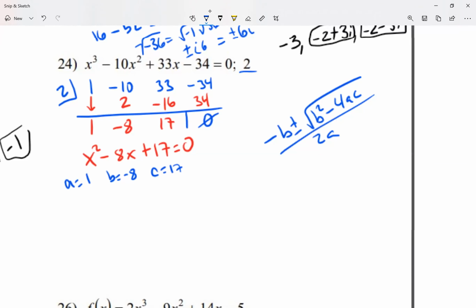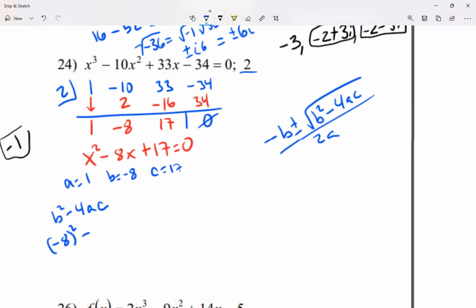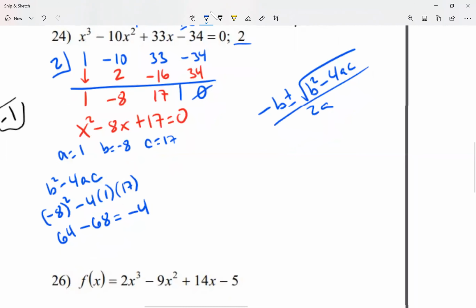Let me worry about my discriminant first. So I'm just looking at B squared minus 4 times A times C. So negative 8, all of it squared, minus 4 times 1 times 17. Now negative 8 squared is 64, minus 4 times 1 times 17, that's 68. 64 minus 68 is a negative 4. My discriminant is a negative.